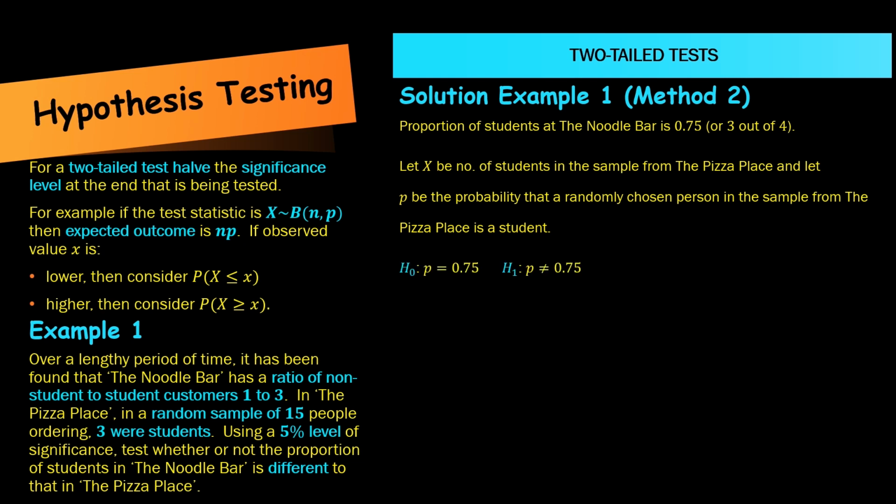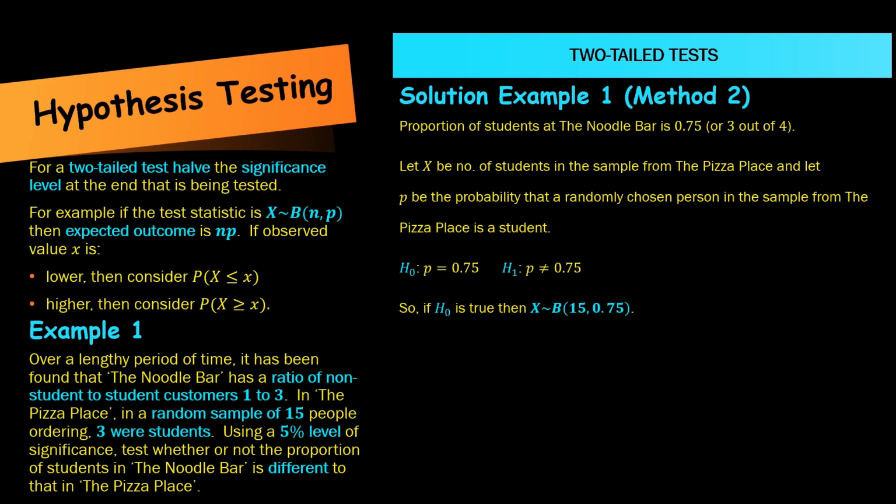H0 remains as p equals 0.75, and H1 remains p not equal to 0.75. So if H0 is true, then x is distributed binomially with n equal to 15 and p equal to 0.75. So up to this point, the two methods are exactly the same. However, beyond this, we use a different approach for method 2.